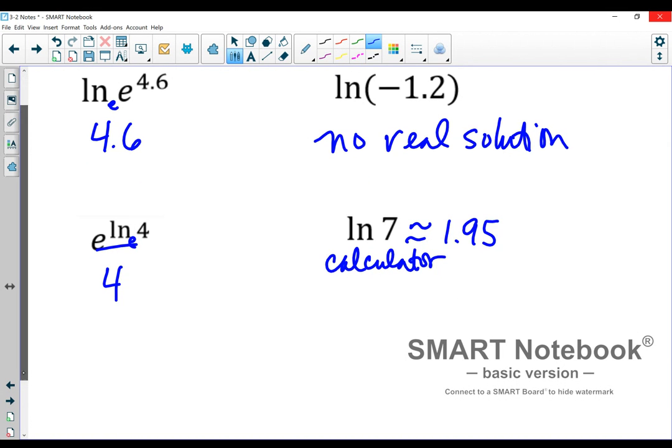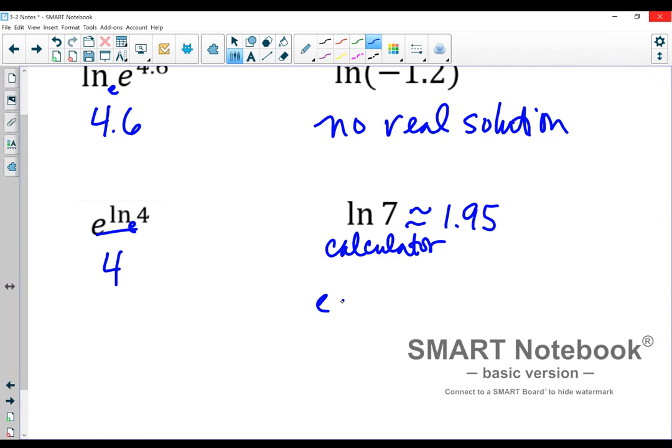So if we think about how e is about 2.718, then this sounds reasonable, right? So this is not quite 3. If I took 3 and raised it to the second power and squared it, I would get 9. And this is a little bit less than 3. This is a little bit less than squared. So my answer that I got makes sense.